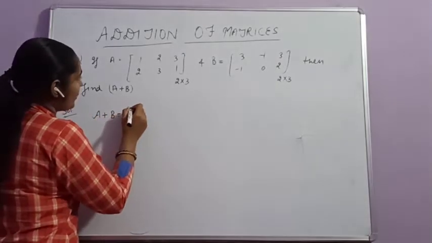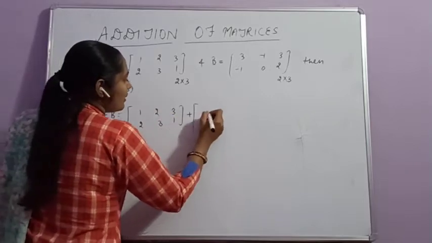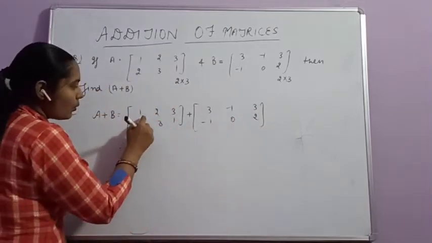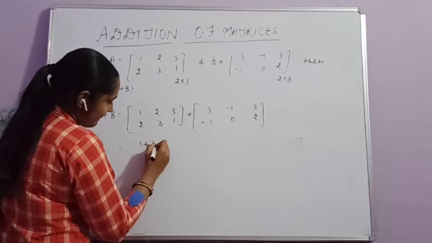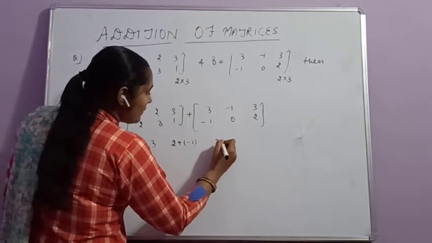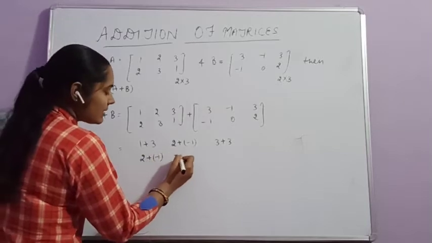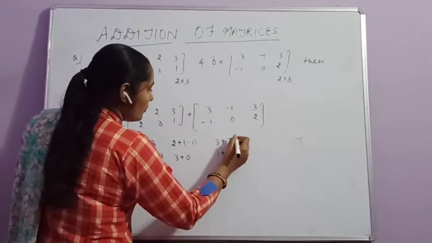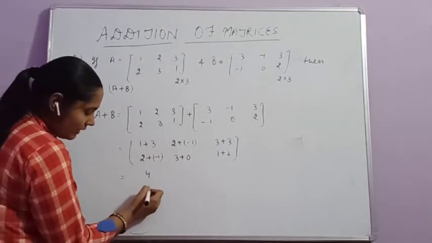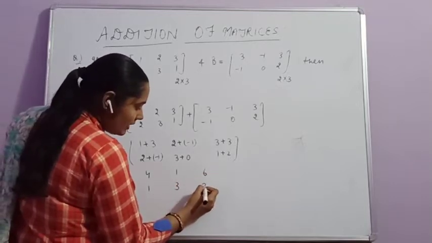A plus B is equal to [1 2 2; 3 3 1] plus [3 -1 0; 3 2 1]. Corresponding elements are added: 1 plus 3 is 4, 2 plus minus 1 is 1, 2 plus 0 is 2, 3 plus 3 is 6, 3 plus 2 is 5, and 1 plus 1 is 2.